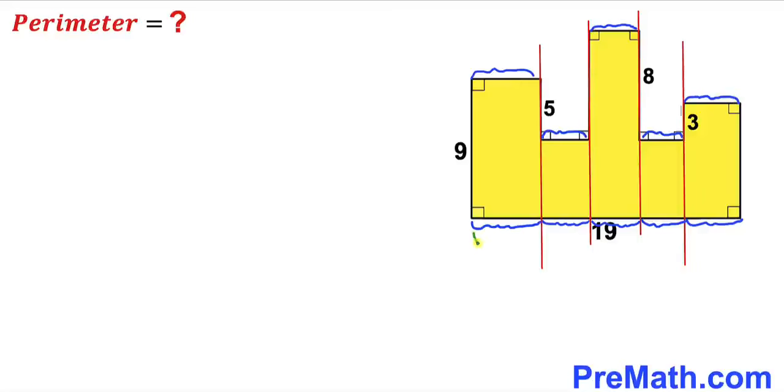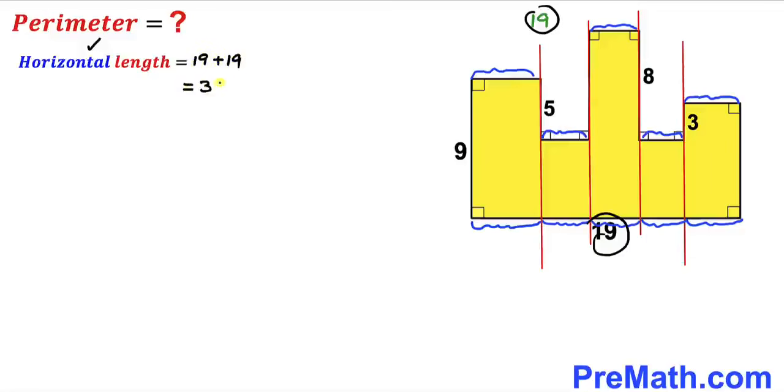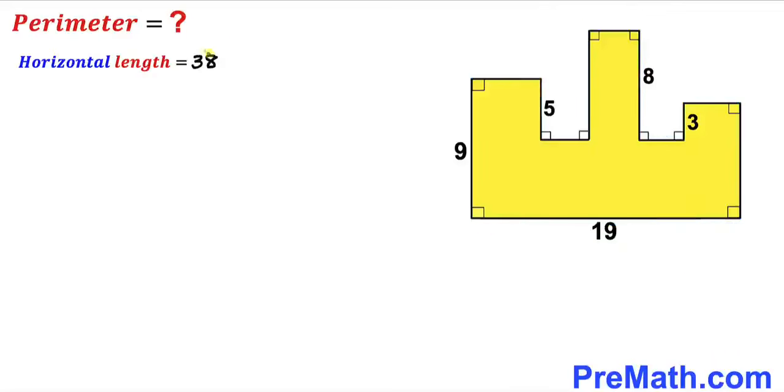And we know this whole horizontal segment is 19 units. So the sum of all these horizontal segment lengths is going to be 19 units as well. Therefore our total horizontal length is going to be 19 plus 19, and that is equal to 38 units. So our total horizontal length turns out to be 38 units.